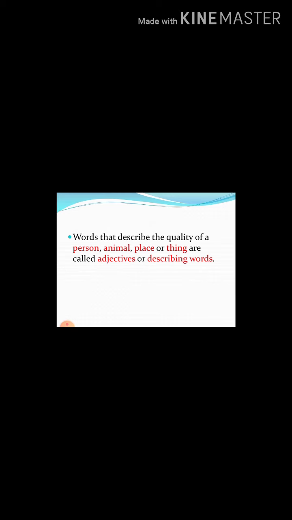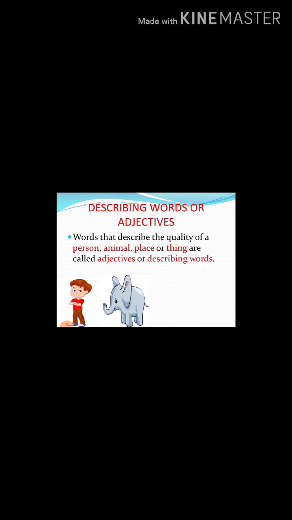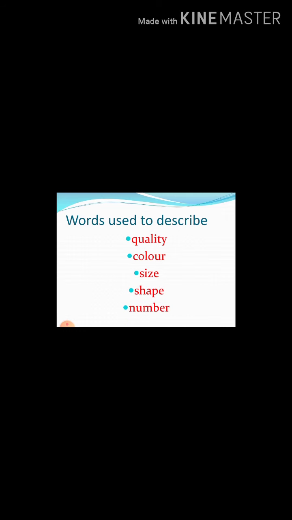So, what have we understood? Words that describe the quality of a person, animal, place, or thing are called adjectives or describing words. Okay? So, the words which describe the quality of a noun or a naming word like person, animal, place, thing are describing words. Words are also used to describe the quality, the color, the size, shape, and the number of a noun.